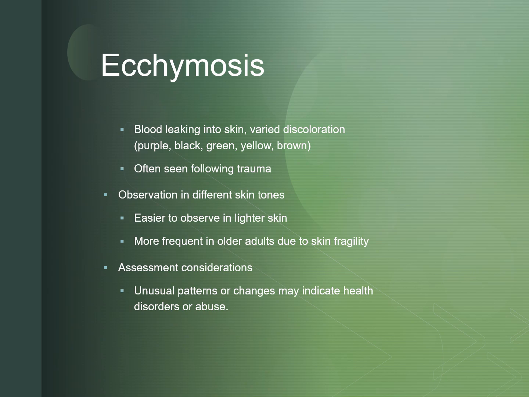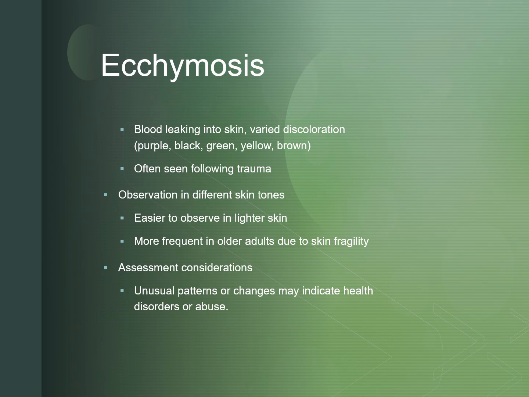Again, assessment in different skin tones. In lighter skin, we see color changes that are more visibly obvious. In darker skin, it may appear darker, dull, or as subtle discoloration. So we may need to, again, rely more on palpation for tenderness, swelling, and erythema. Older adults are more prone to thinner skin, decreased collagen, and fragile blood vessels. So bruising may occur with very minimal or even no known trauma.